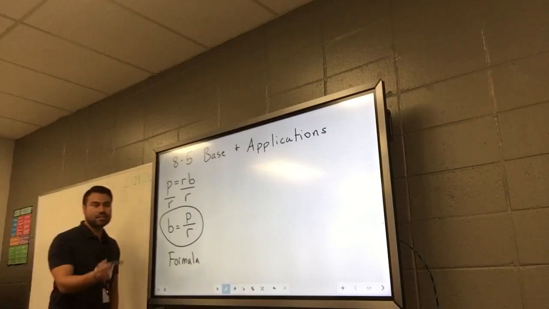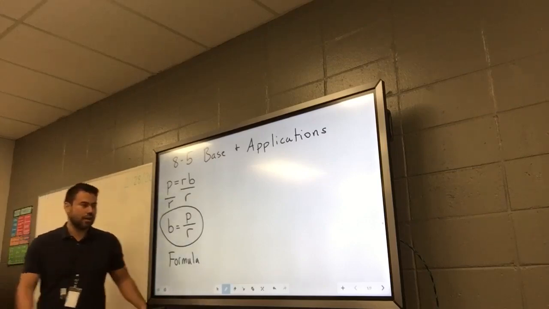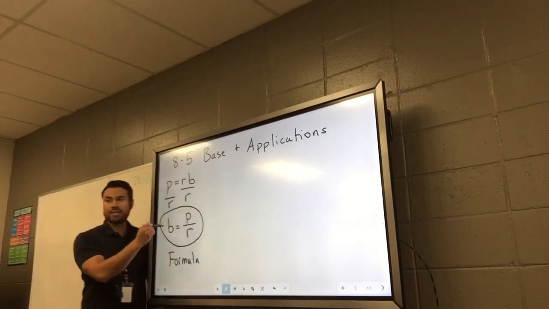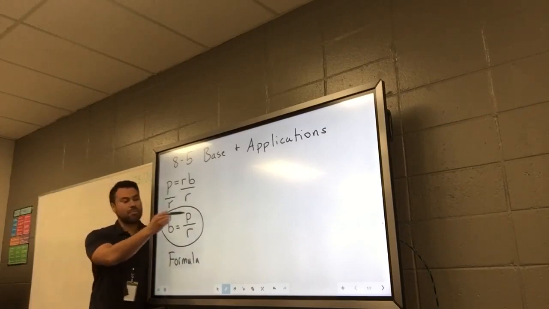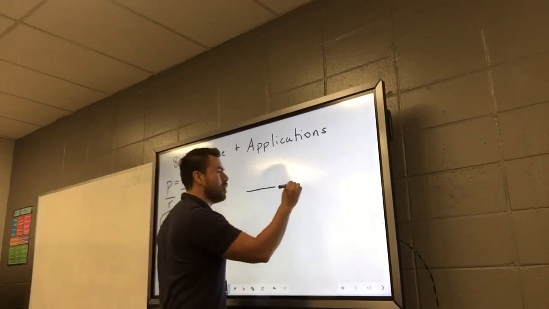So if you guys can figure this out, that's great, and that'll help you out because it gives you another way of doing it. Okay, that's your formula. The base, or the whole, is equal to the part divided by the rate. But there is also a proportional way of doing it.